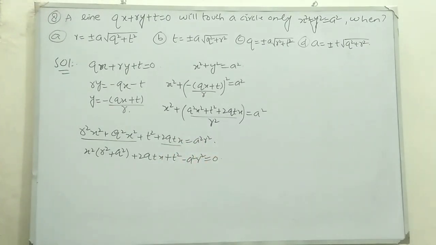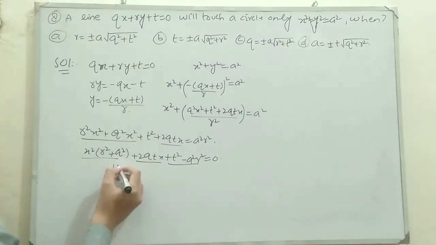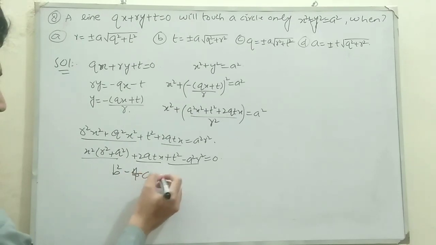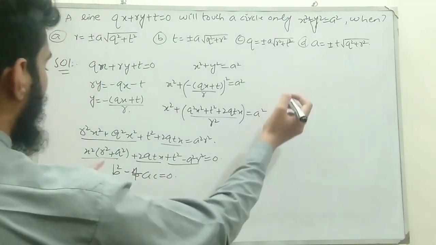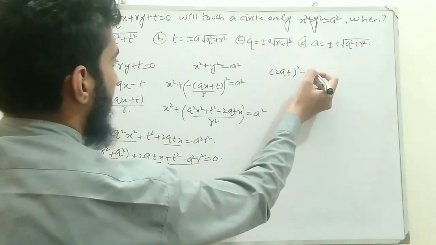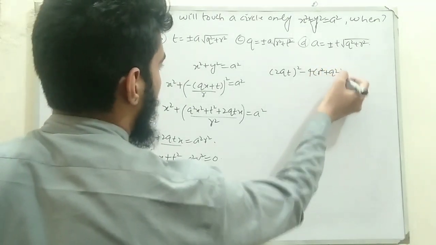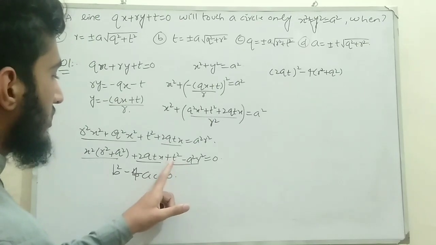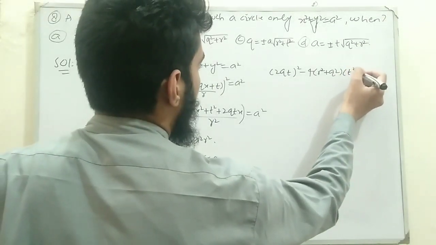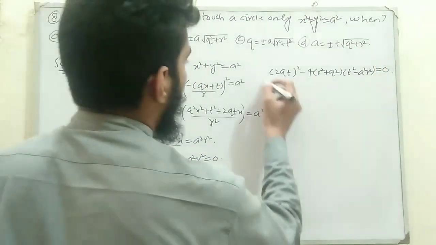Now, a line will touch a circle only when the discriminant of the given quadratic equation is zero. This is a quadratic equation ax² plus bx plus c is equal to 0. So the line will touch a circle if the discriminant is equal to 0, which is b² minus 4ac is equal to 0. So solving over here, b is 2qt whole squared minus 4 times a, which is r² plus q², and multiply c, which is t² minus a²r², is equal to 0.